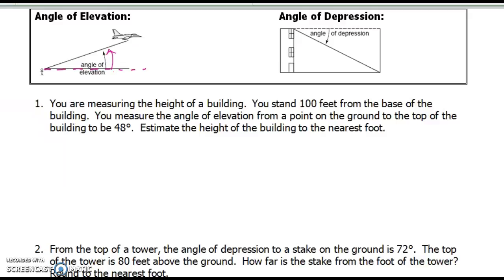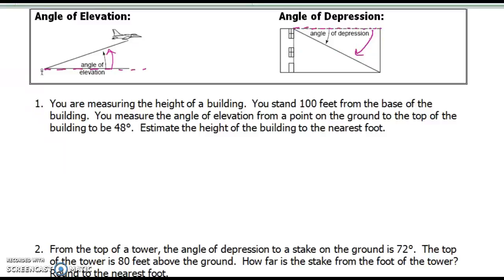Okay, and then angle of depression is similar. We still use the horizon. So it's like we're looking, say, from the top of a building, and we're looking straight ahead. The angle of depression is the angle that goes from the horizon down, and that angle is called the angle of depression. All right, so let's do some practice problems.